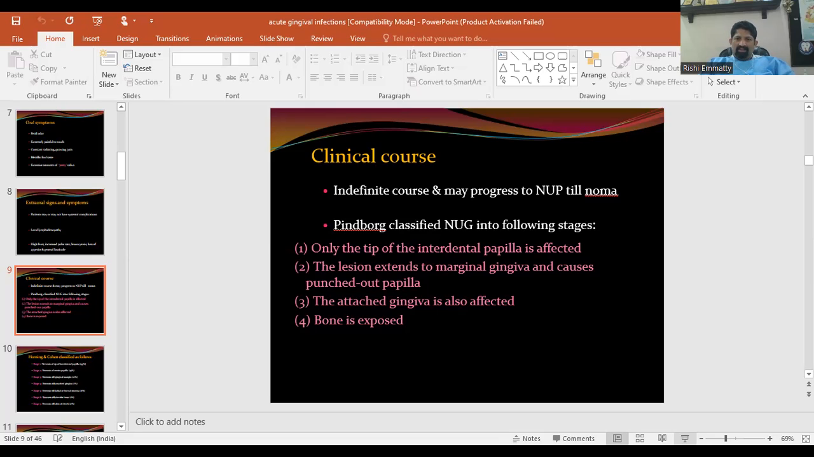And in stage 3, the attached gingiva is affected. So you can see that first only the interdental papilla, then it is going down to the marginal gingiva, then it is again going down, affecting the attached gingiva. Then the 4th stage, the bone will be exposed. Bone will be exposed means there will be noma or cancrum oris, or whatever you call it, that it progresses to necrotizing ulcerative periodontitis. First 3 stages, only the soft tissue is affected, and in the 4th stage, hard tissue is affected. Hard tissue affected, NUG changes to NUP, that is necrotizing ulcerative periodontitis.